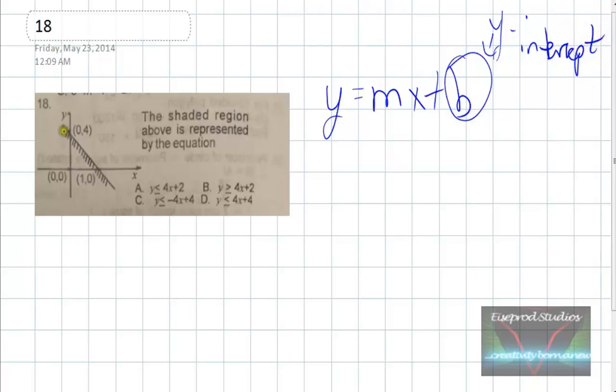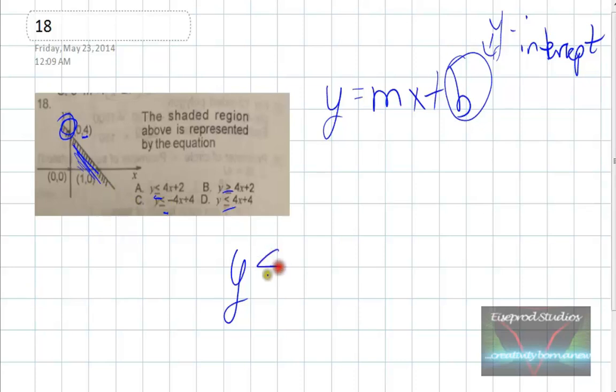So, looking at this line, we can see that our y-intercept is 4. This is an inequality, not necessarily an equation, so we need to figure out which one of these inequalities will work best. And so we have this line with this gradient, and the line is bolded. And also the area underneath it has been shaded. So that means that it's going to be less than because it's underneath, or equal to because it's bolded.